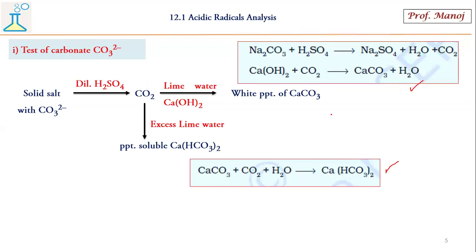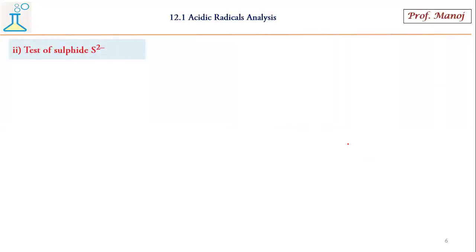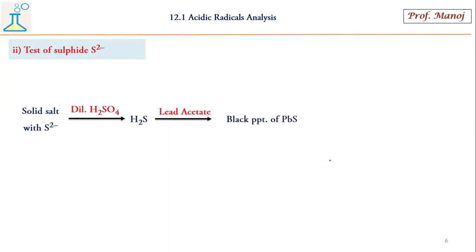This is the simplest of all the radicals, test of carbonate. Let us go ahead for the second one, sulfide radical. Similar procedure. We will take the solid salt sample given to us, treat it with dilute sulfuric acid, or in exam they may say HCl also, it gives the same effect. This releases H2S. Now, if you remember from the first slide, this is called rotten egg smell. So you will get a rotten egg smell here. And when you pass this in lead acetate, you get a black precipitate of lead sulfide.